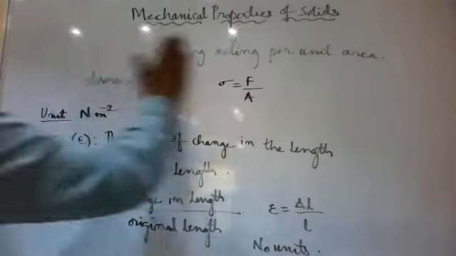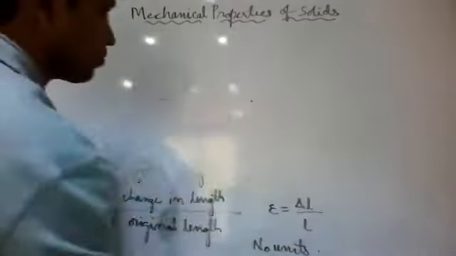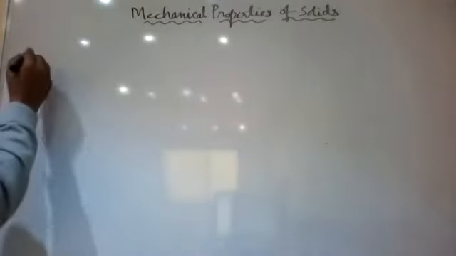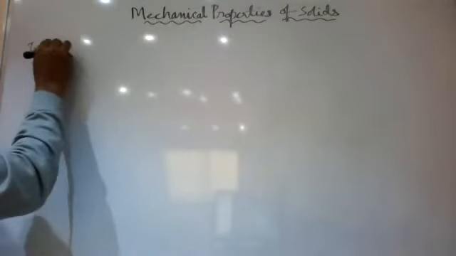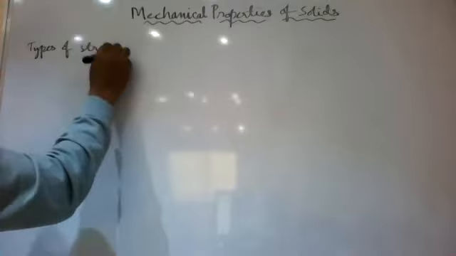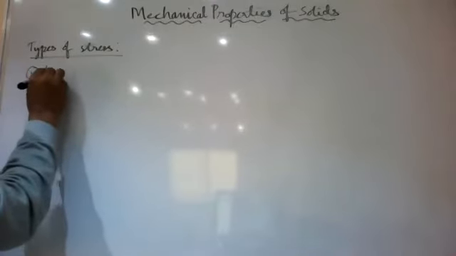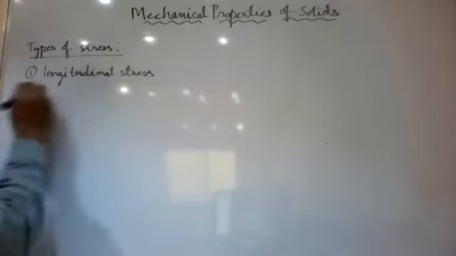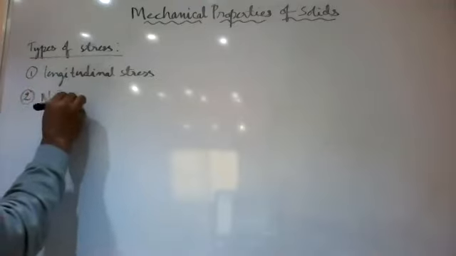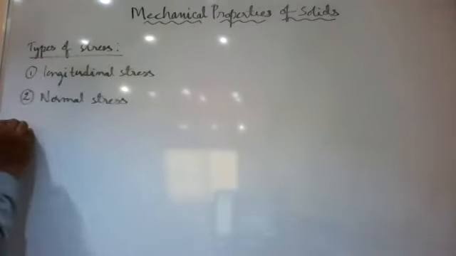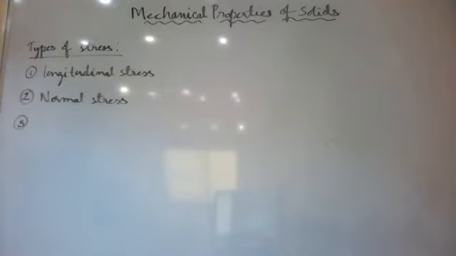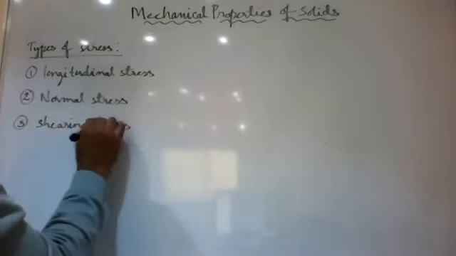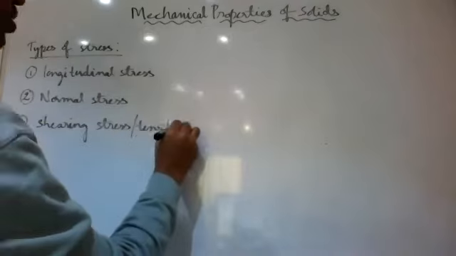Now, what are the types of stress? There are three types of stress. What are they? Longitudinal stress. Second one is normal stress. Third one is shearing stress, or tensile stress.